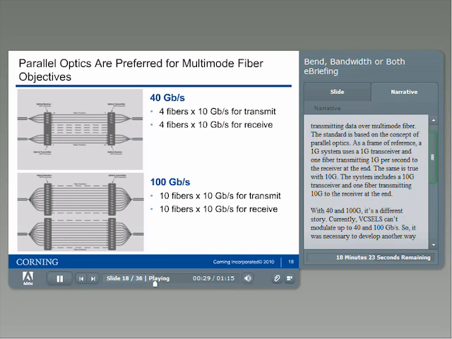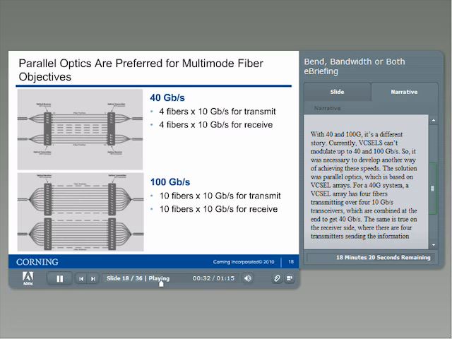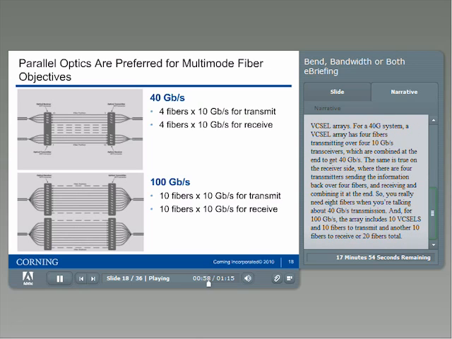With 40 and 100 gig, it's a different story. Currently, VCSELs can't modulate up to 40 and 100 gigabit per second, so it was necessary to develop another way of achieving these speeds. The solution was parallel optics, which is based on VCSEL arrays. For a 40 gig system, a VCSEL array has 4 fibers transmitting over 4 10 gigabit per second transceivers, which are combined at the end to get 40 gigabits per second. The same is true on the receiver side, where there are 4 transmitters sending the information back over 4 fibers and receiving and combining it at the end. So you really need 8 fibers when you're talking about 40 gigabits per second transmission. And for 100 gigabits per second, the array includes 10 VCSELs and 10 fibers to transmit and another 10 fibers to receive, or 20 fibers total.